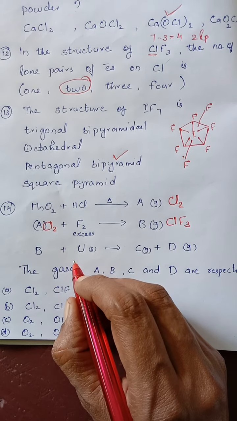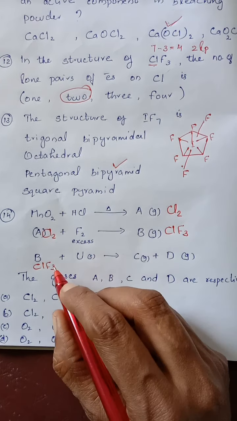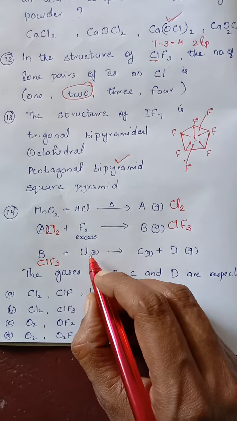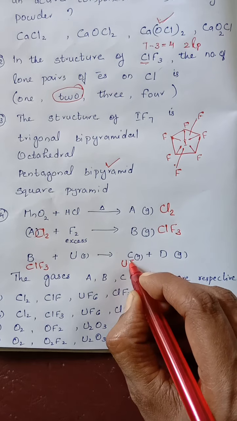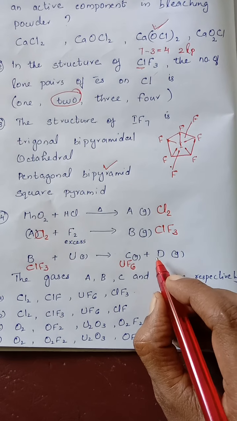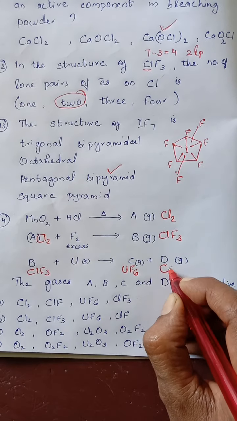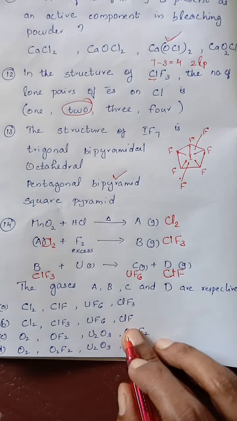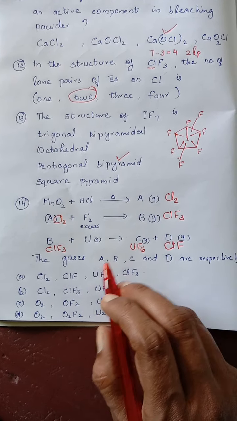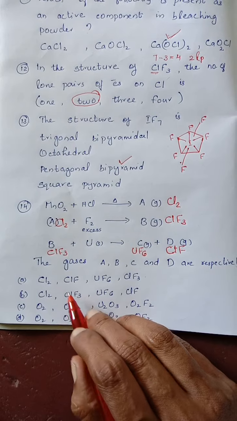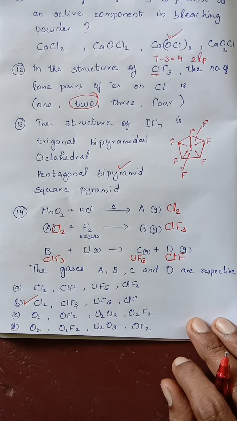chlorine trifluoride. And this ClF3 combines with uranium. ClF3 is used as a fluorinating agent in the enrichment of uranium and gives 2 products, that is UF6 and ClF. The gases A, B, C and D are chlorine, ClF3, UF6 and ClF. That is option B is the correct answer.